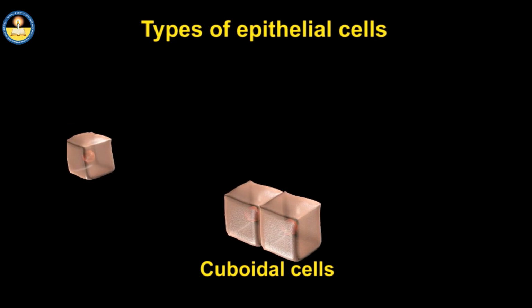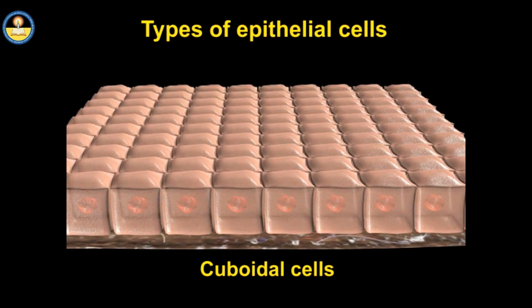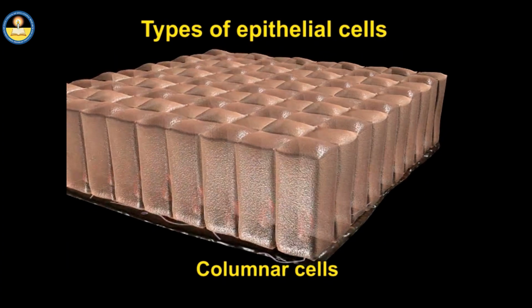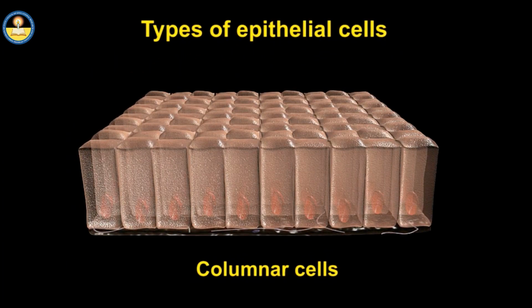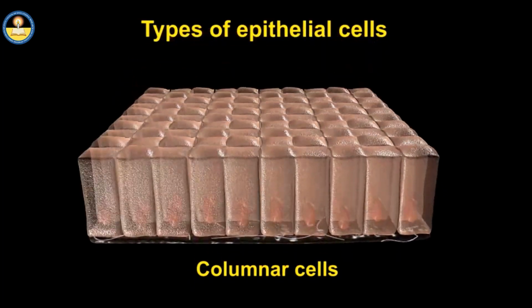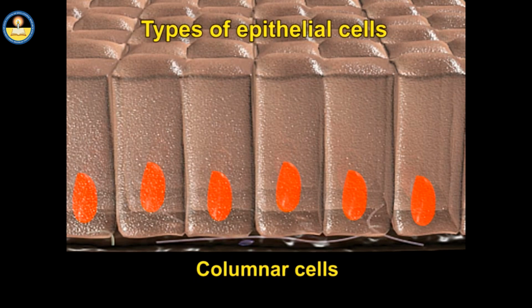The cells whose dimensions are more or less equal in all directions, giving a cube-like shape, are identified as cuboidal cells. These cells have a round nucleus in the center of the cell. The third shape is the column type, where the cells are taller than they are wide. These cells have an oval nucleus close to the base of the cell.